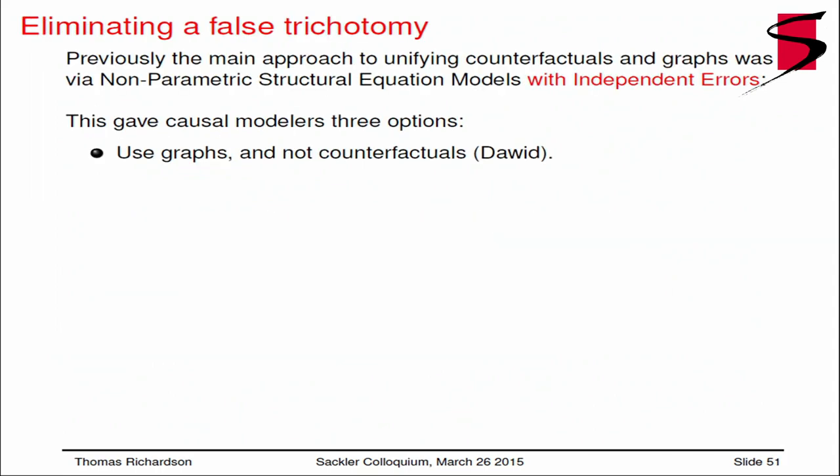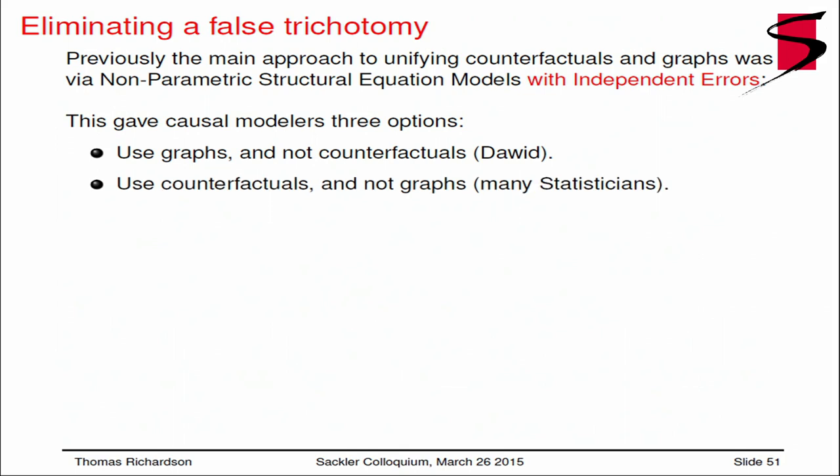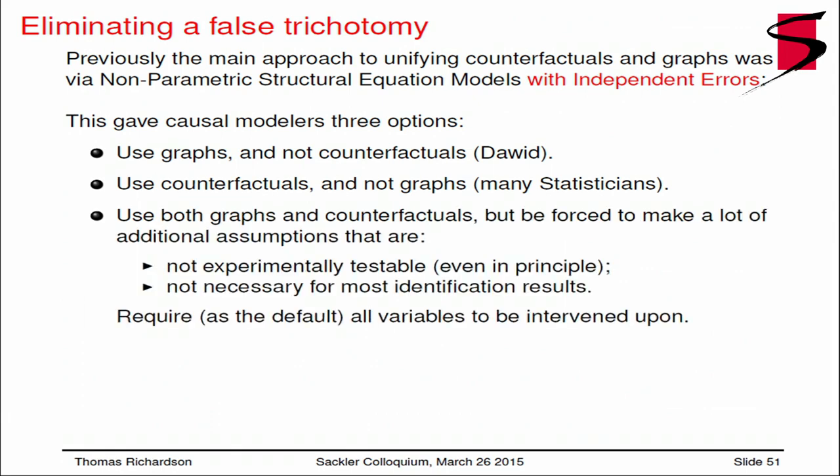Okay, so basically, the unification I'm providing is trying to eliminate what I saw previously as a false trichotomy. Causal modelers were given three options. They could use graphs and not counterfactuals, which is an approach that, for example, Phil Dawid and people in his school have advocated. Or they could use counterfactuals and not graphs, which is an approach that many statisticians have taken. Or they could use both, but then the only way to use both was via non-parametric structural equation models with independent errors, which meant you had to start making assumptions that were not experimentally testable and also are not necessary for most identification results that people care about.